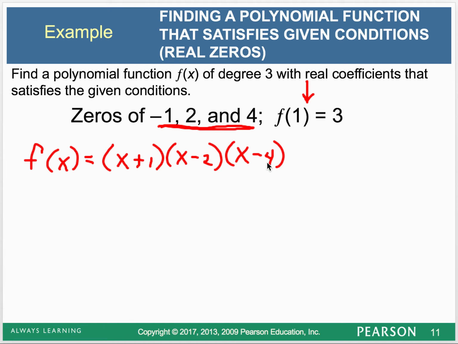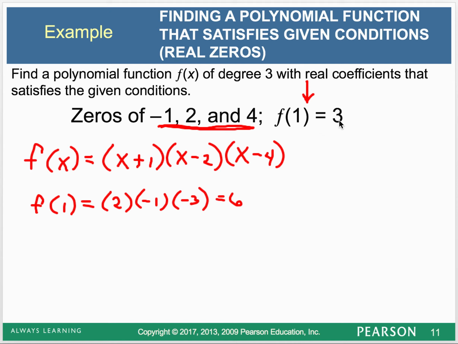So before I multiply this out, I need to find out what is going to happen. If I evaluate that at f of 1, let's see what happens. If I put a 1 in everywhere there's an x, then this becomes 2, and this becomes -1, and this becomes 1 minus 4 is -3. So my answer is really 6. F of 1 is 6. I need f of 1 to be 3. What's the relationship between 3 and 6?